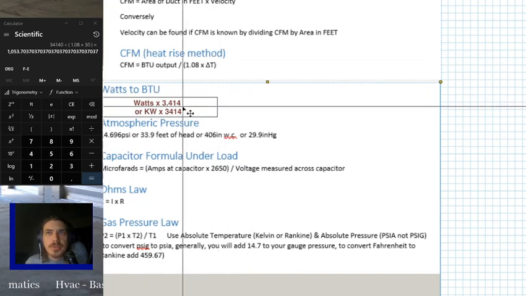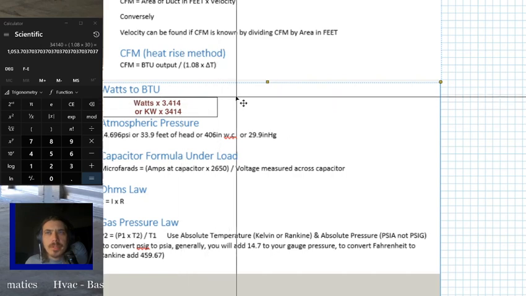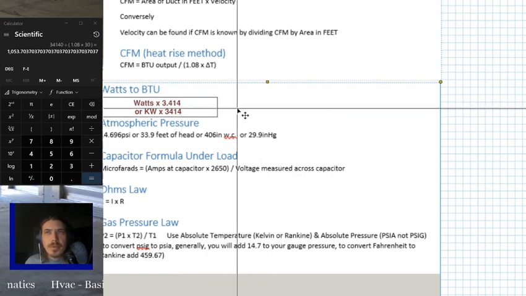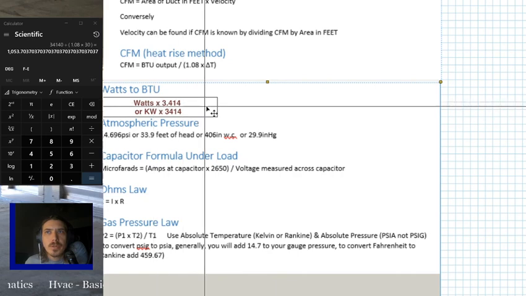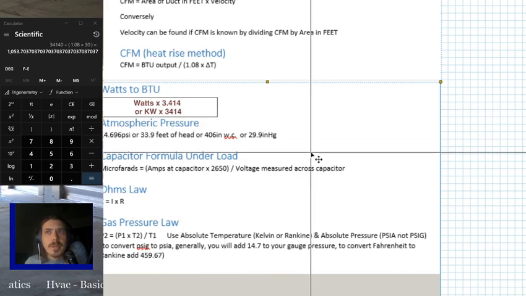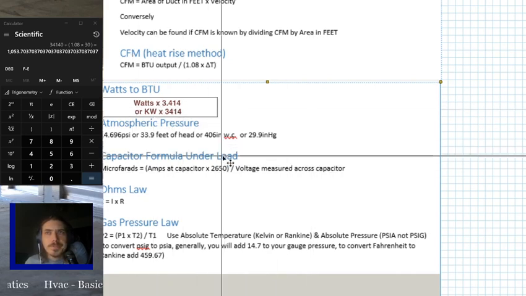And watts to BTUs is always going to be important. There's always going to be a time when you need to know the BTU output of something that's electric. So watts times 3.414 or kW times 3414.